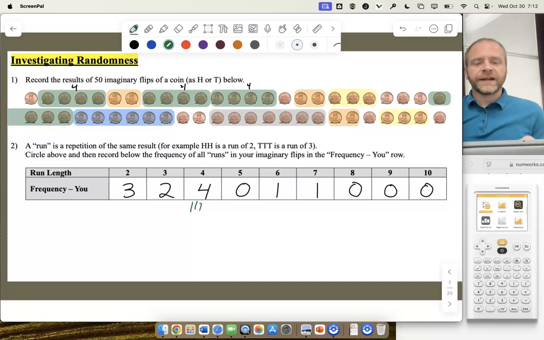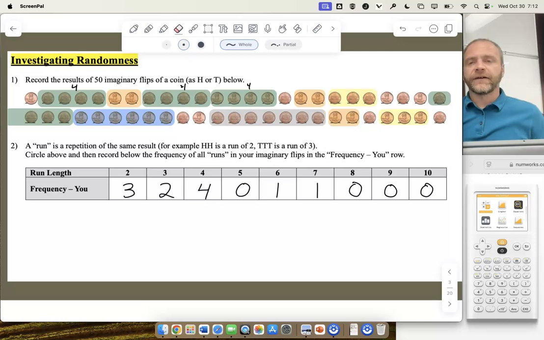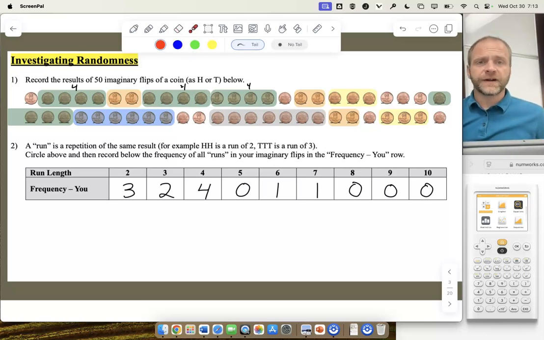So I went through and I counted all of the streaks that I have. I have 3 streaks of 2, highlighted in orange. I have my streaks of 3, highlighted in yellow. And I have my streaks of 4, which are in green. I have no streaks of 5. Sorry, I have a streak of 6, and then I have a streak of 7 right there. I had no streaks of 8, 9, or 10, so I had no runs. So this is me being random, just me thinking about flipping a coin, what's going to happen.